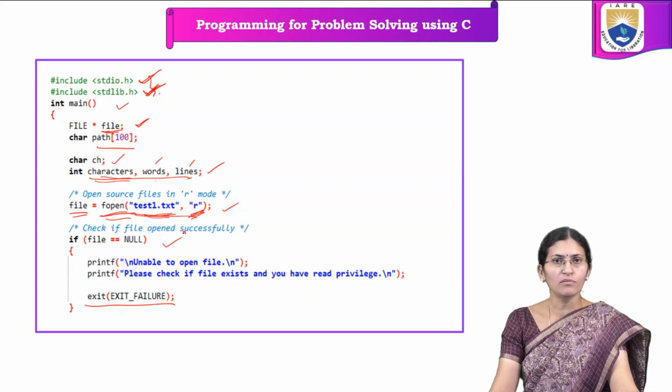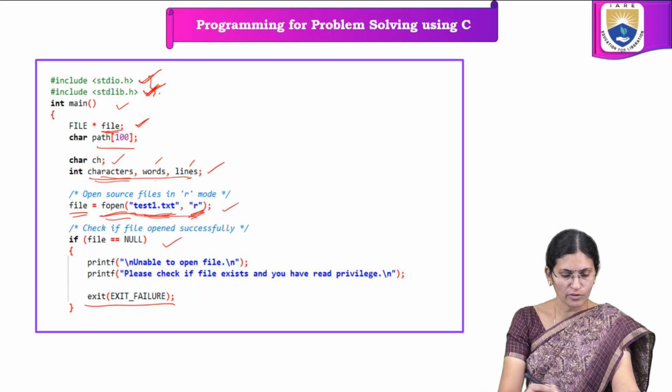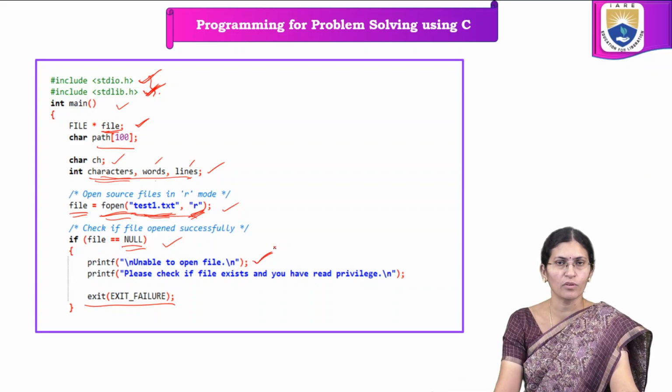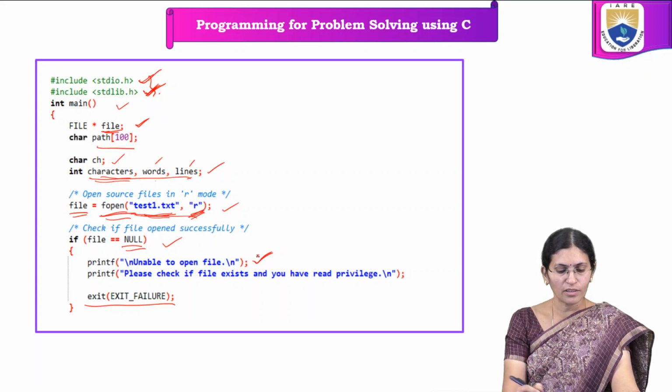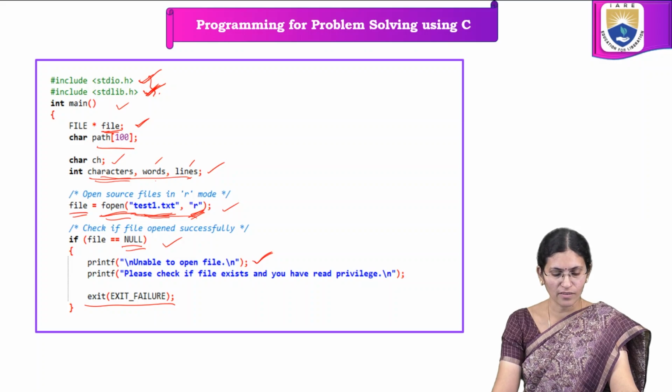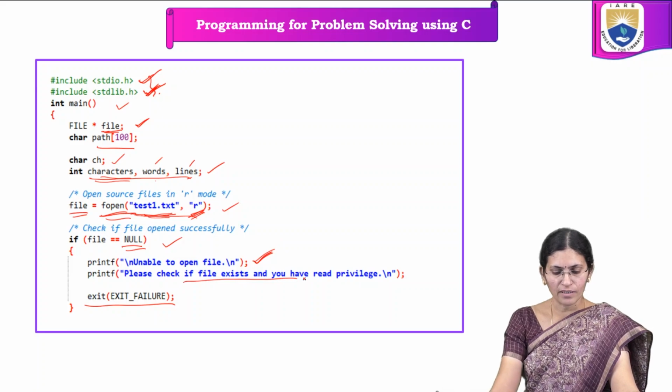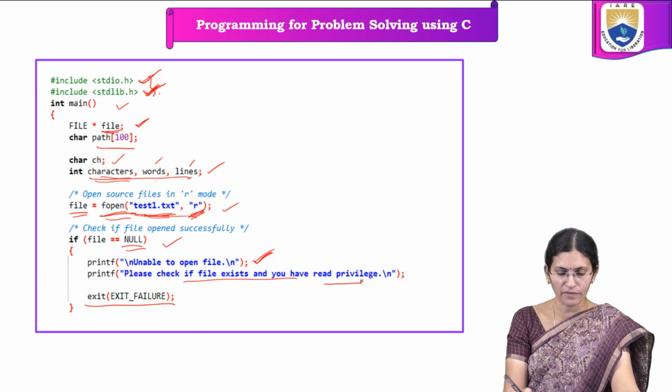Next, we need to check whether the file pointer contains a valid address or not. If the file pointer has a null value, then there is some error and the file cannot be opened for reading. If the file is not found, or if the file has some hidden permissions, then it cannot be opened. The message is: unable to open the file, please check if the file exists and has read privileges. After checking if the file pointer is equal to null, this message is going to be printed. These are the two main reasons.